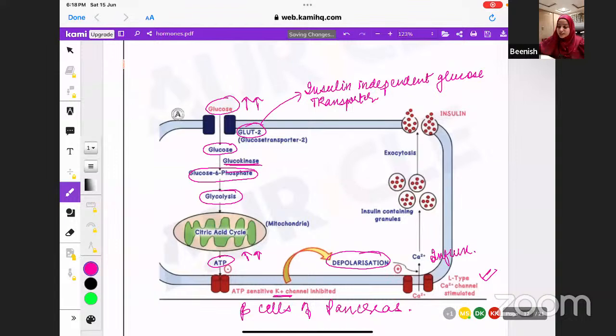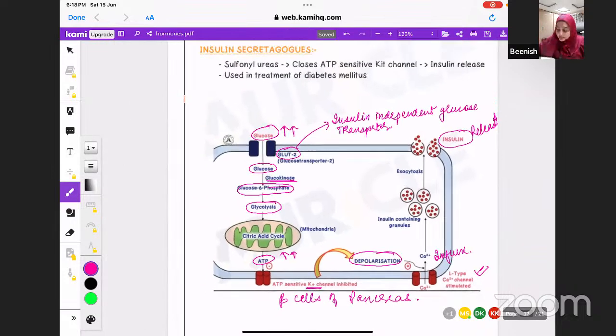Now, this calcium influx causes the exocytosis of insulin containing granules. So what is that? Inside the beta cells, you have insulin stored in granules. Once there is calcium influx, it is going to cause these vesicles, these granules, which are storing insulin, to move to the plasma membrane, fuse with the plasma membrane and release insulin. So insulin is released, as you can see here. This is how insulin is released.